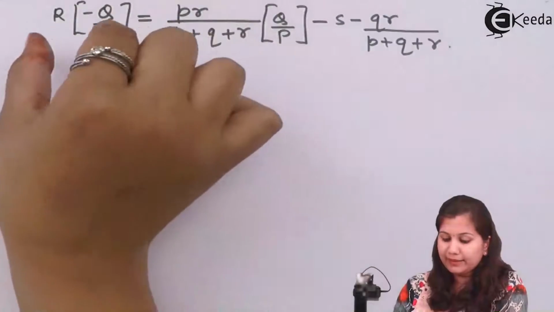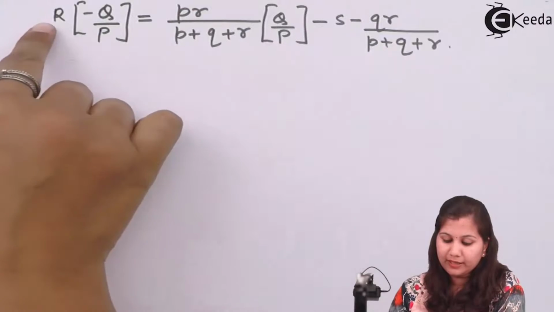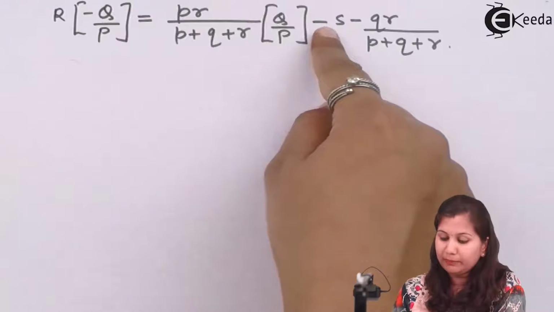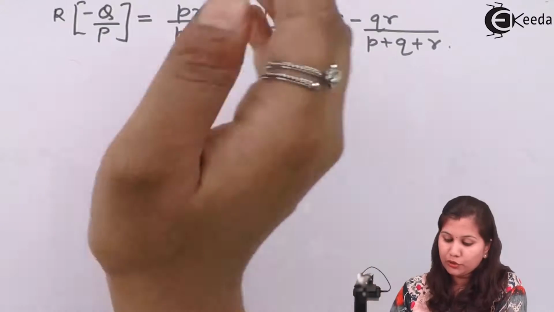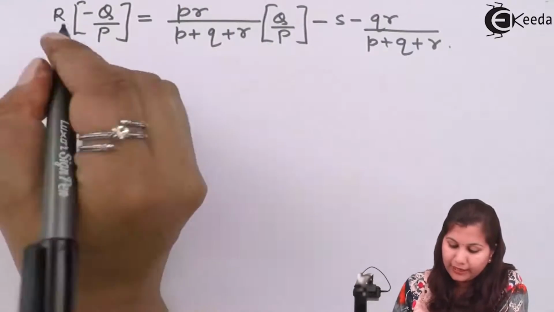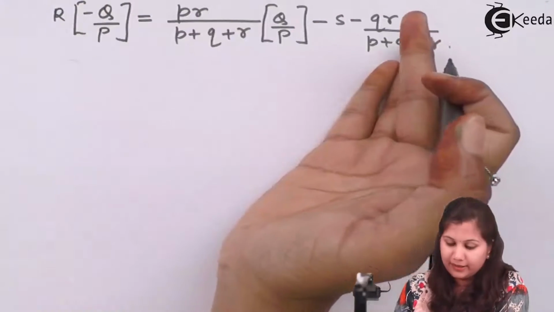Now if we take the minus sign common from both sides, then this will become minus, this will become plus and plus. So the minus and minus signs will be cancelled out. And then Q upon P, we are going to bring it on the right hand side.